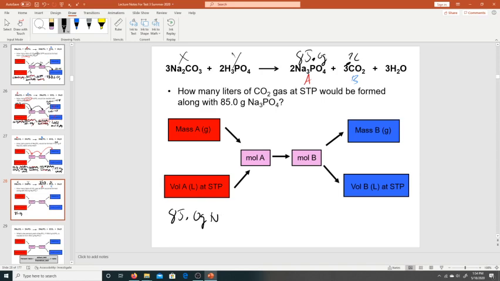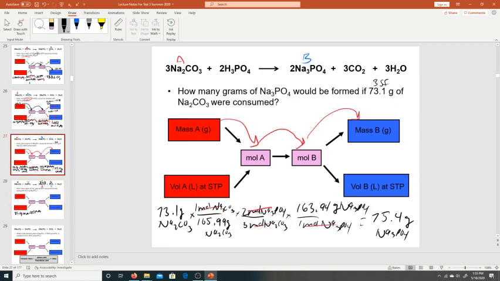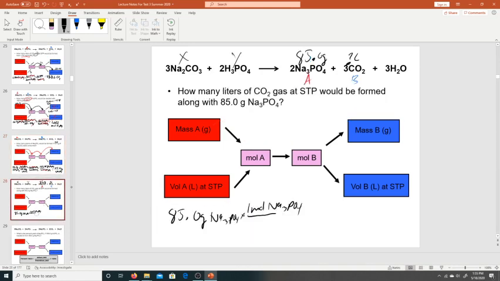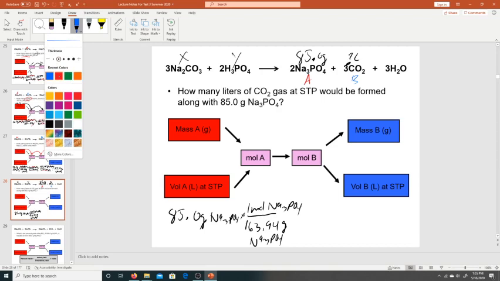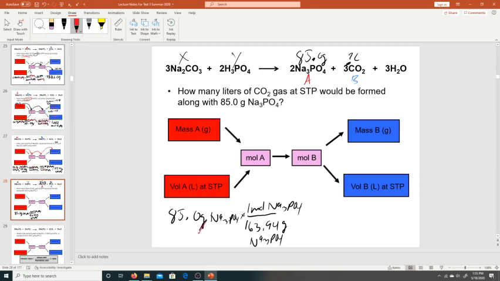We have .85 grams of Na3PO4. We have to convert grams to moles. 1 mole of Na3PO4. We know that sodium phosphate has a molecular weight of 163.94, so 163.94 grams of Na3PO4. Oops, cross off the units. Cross off, cross off. So now we have moles of sodium phosphate.